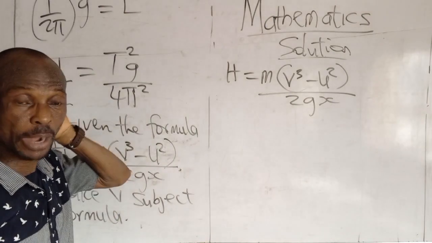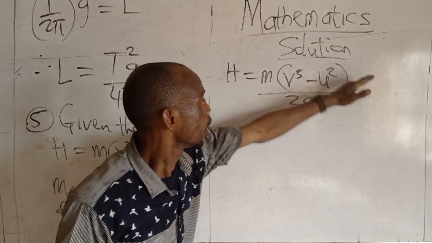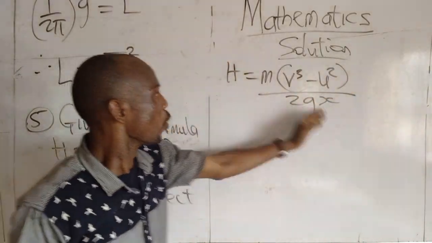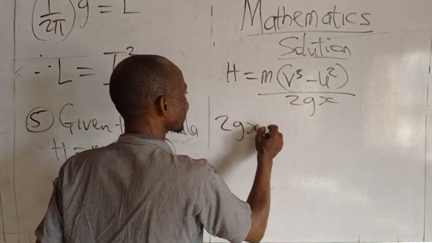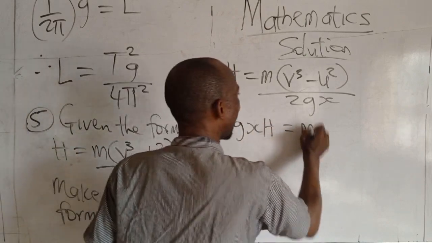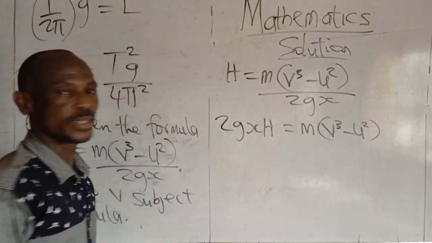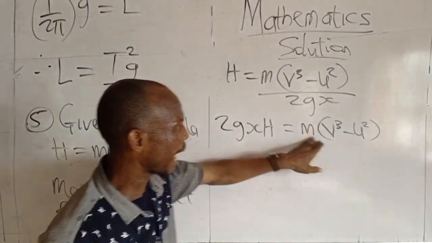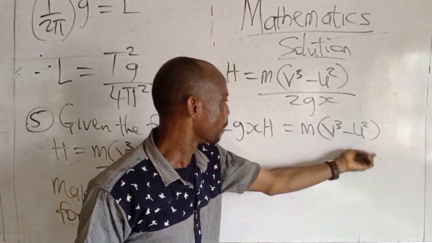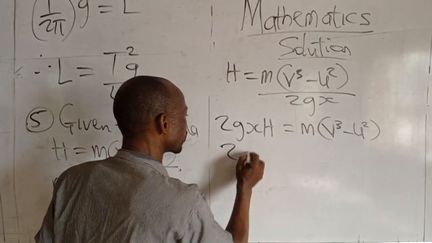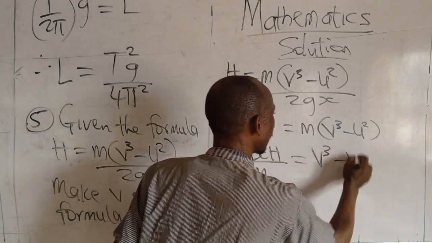First and foremost, we are going to remove our 2gx from this, that is dividing. We use it to do what? Multiply both sides. When we multiply both sides, we are going to get what? 2gxH is equal to what? M open bracket V raised to power 3 minus U squared. Then the next is to remove the M from there. The M is multiplying here. So what do we do? We use this M to divide both sides. So we now have what? 2gxH divided by M is equal to what? V cubed minus U squared.